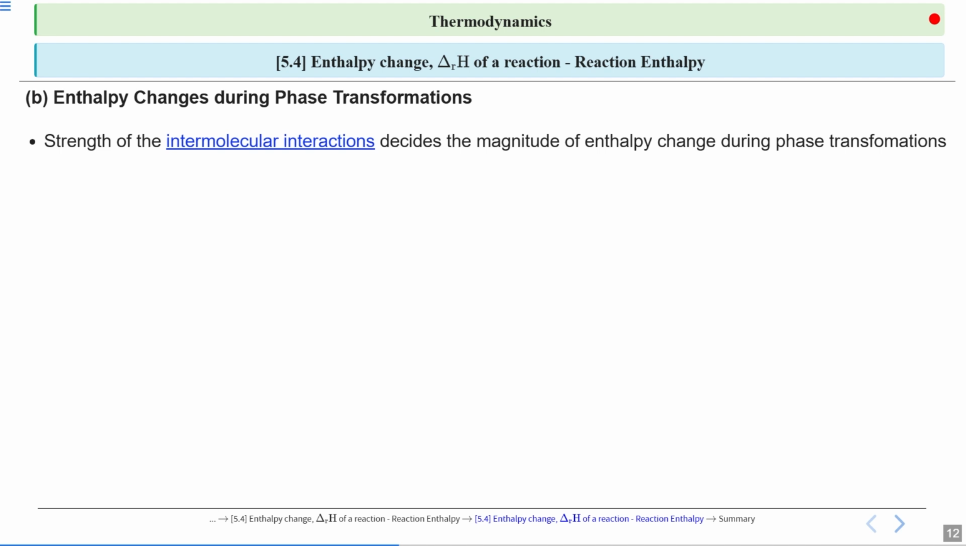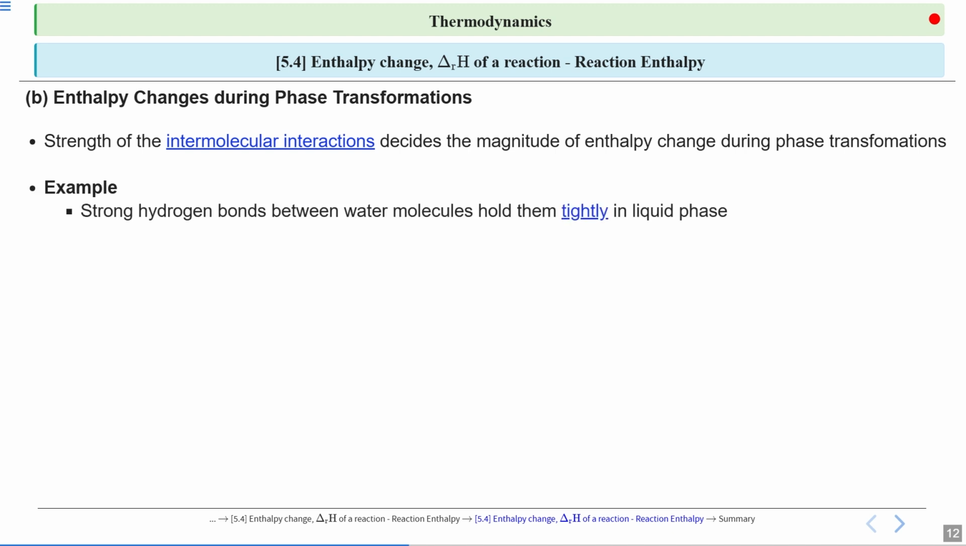So the first factor is simply the intermolecular interaction. The greater the strength of this intermolecular interaction between the bodies, the more heat it will require for the conversion. Can we take an example for it? Okay, let us take the example of the water molecule. Water molecules are held together by strong hydrogen bonds in the liquid phase.